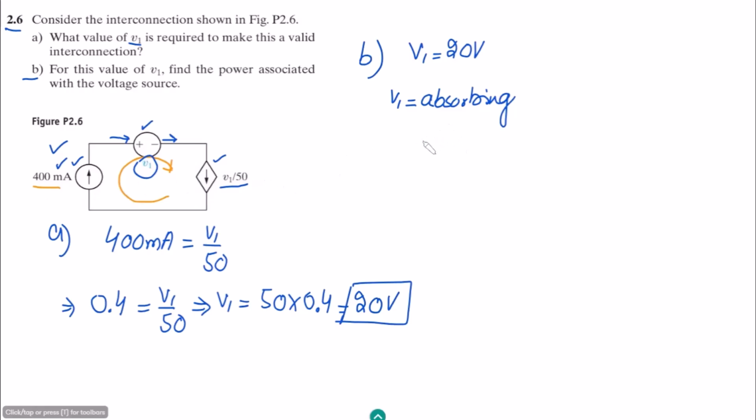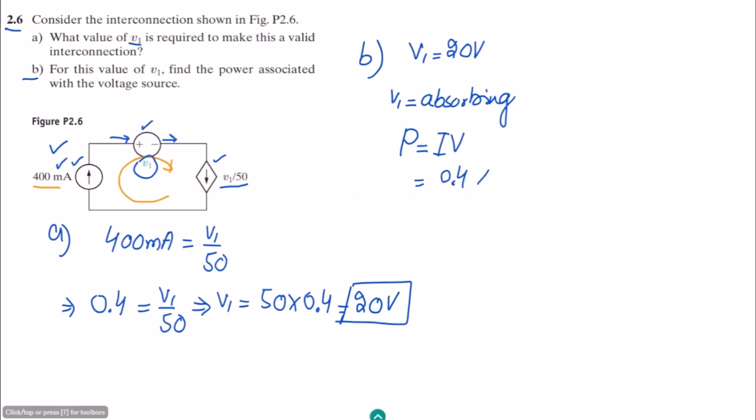So the power associated with this one is, the well-known power formula, P is equal to IV. The current through this one is the similar one which is flowing in this circuit, and that is given by this one, that is 400 milliamps or 0.4 amperes.